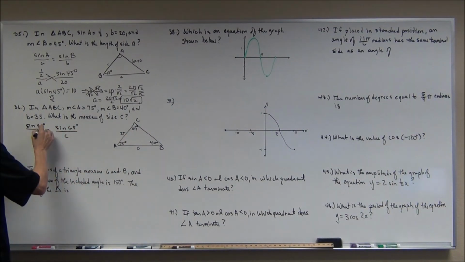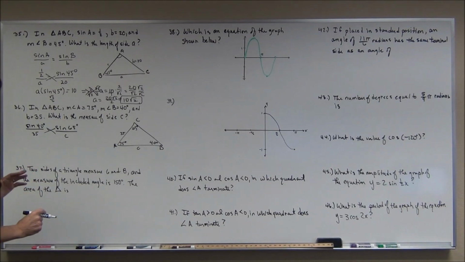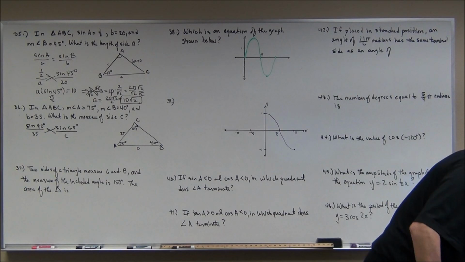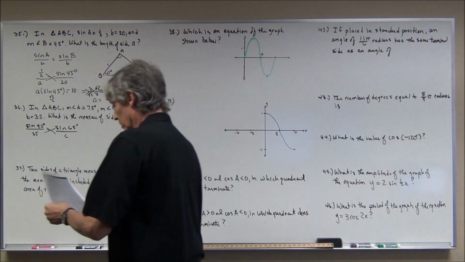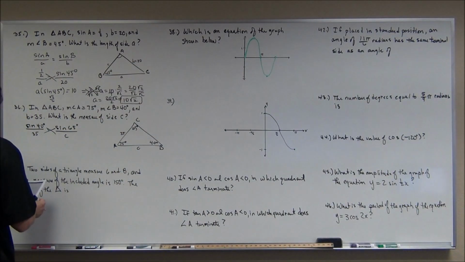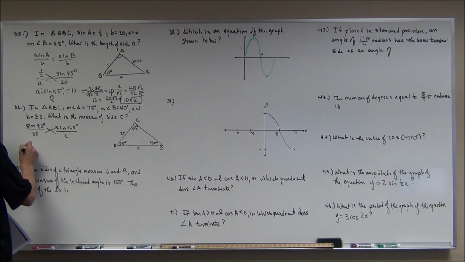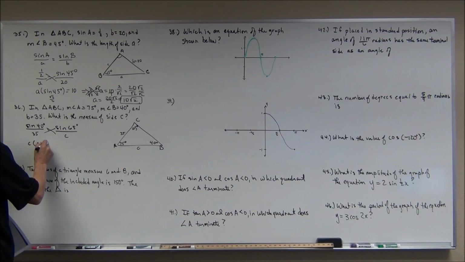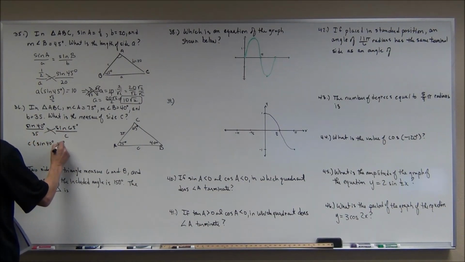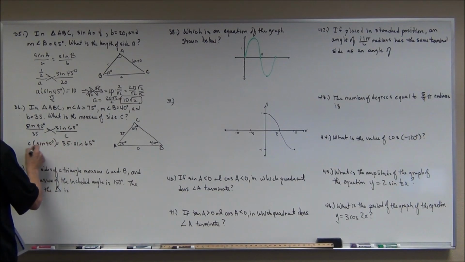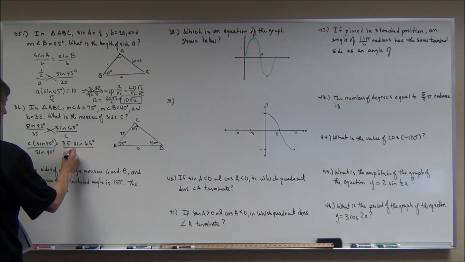I think this is the one where they don't actually multiply it out, which makes me think he's not going to let you use a calculator. I don't know for sure. Let's see. Yeah, he just writes it out as trig expressions here. So I cross multiply. I get C times the sine of 40 degrees is equal to 35 times the sine of 65 degrees. And to solve for C, I just divide both sides by the sine of 40 degrees.